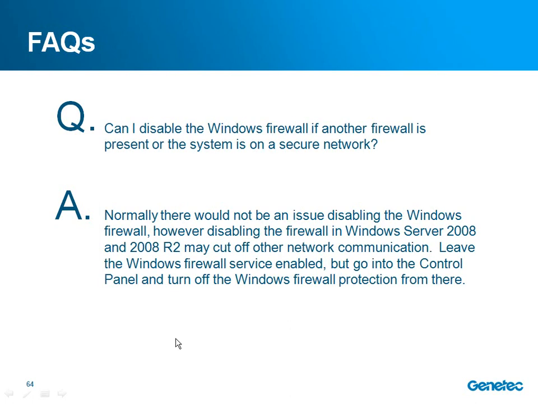Our second question: can I disable the Windows firewall if there's another firewall present or the system is on a secure network? Normally, there would not be an issue disabling the Windows firewall service if the system is protected. However, we have seen an issue in the Windows Server 2008 and 2008 R2, where disabling the firewall cuts off other network communication on the server. The solution is to leave the Windows firewall service enabled, but go into the control panel and turn off the Windows firewall protection from there.